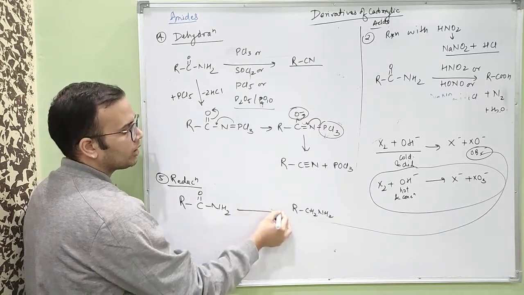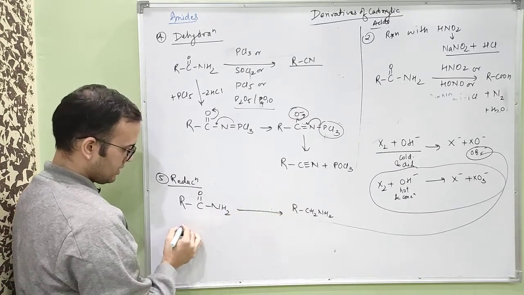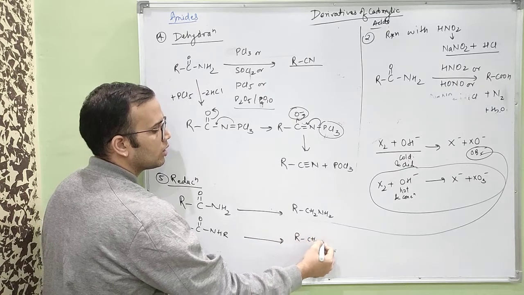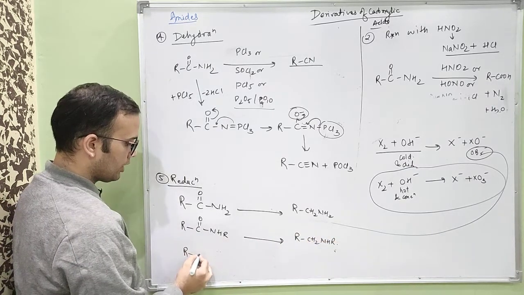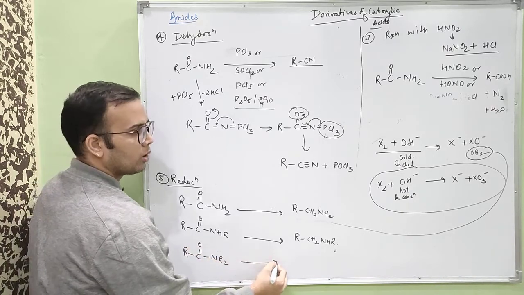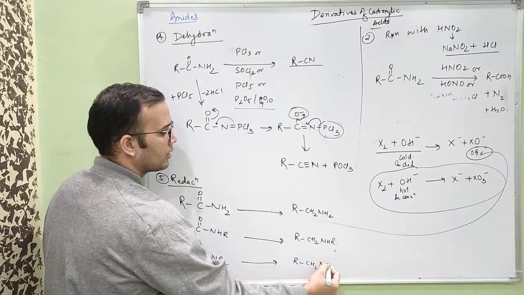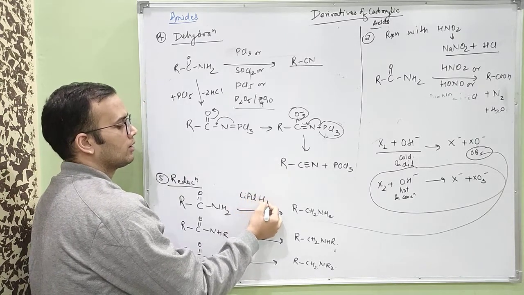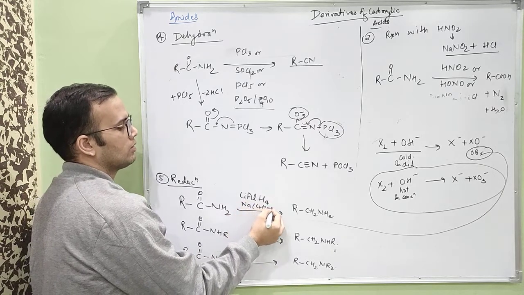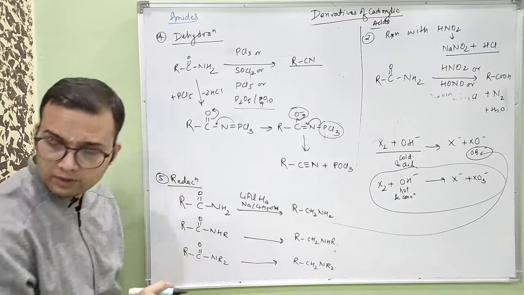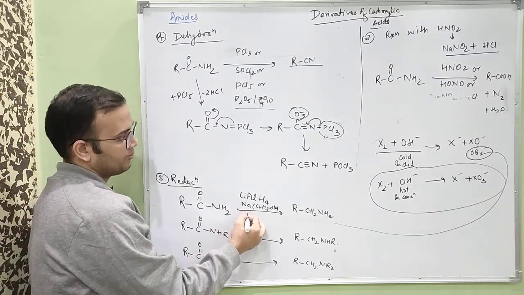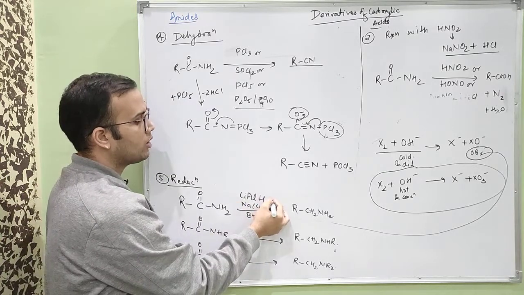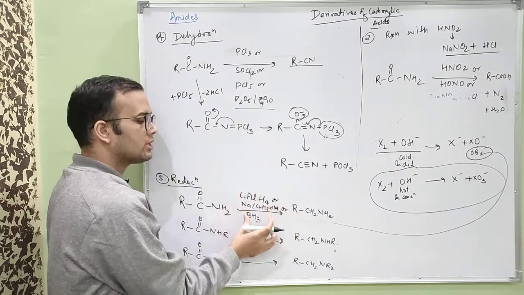So what I'm going to do is, I'm going to put a whole list of reducing agents over here. Got it? If we have this, you will get RCH2 NHR. And if you have C double bond O, NR2, you get RCH2 NR2. So what you can do, you can have LiAlH4, you can have Na and C2H5OH. What else can we have? BH3. Got it? I'm writing or, because it can happen just with this or with this or with this.